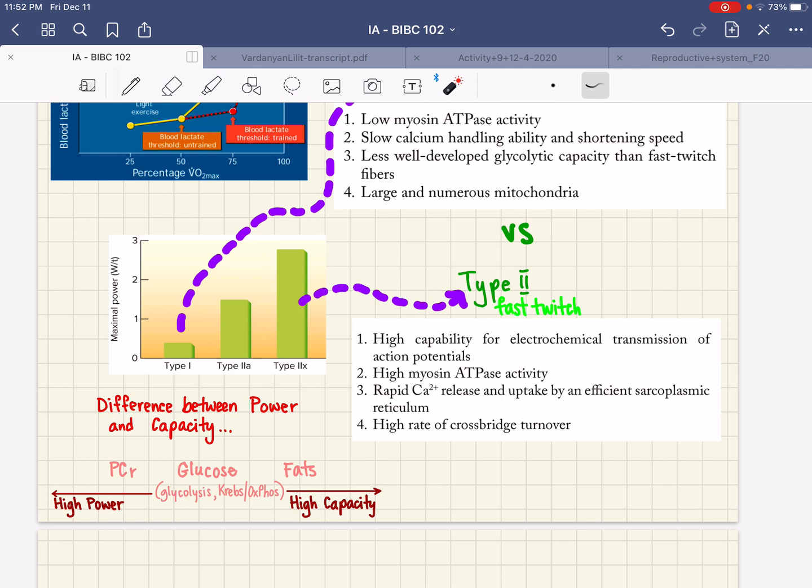I'm not sure if it was mentioned in class, but type 2A and type 2X are just two varieties of type 2. I think most normal people who aren't Olympic sprinters or endurance runners have type 2A, and then these are more of the extremes. Extremes in a good way, not a bad way.